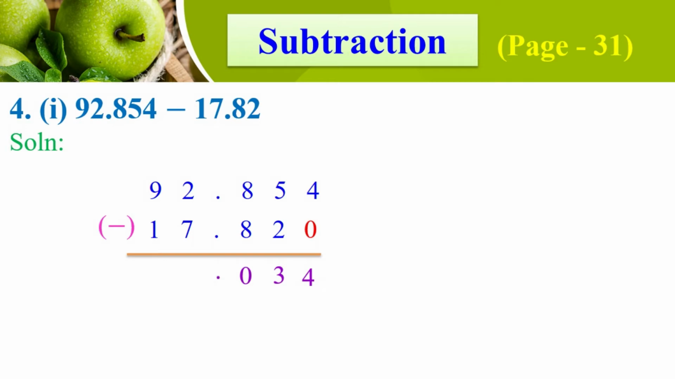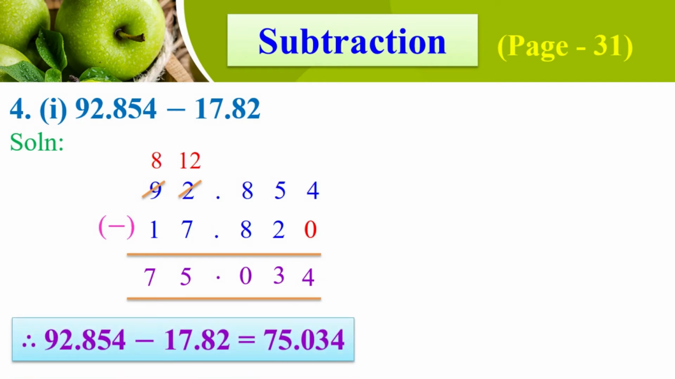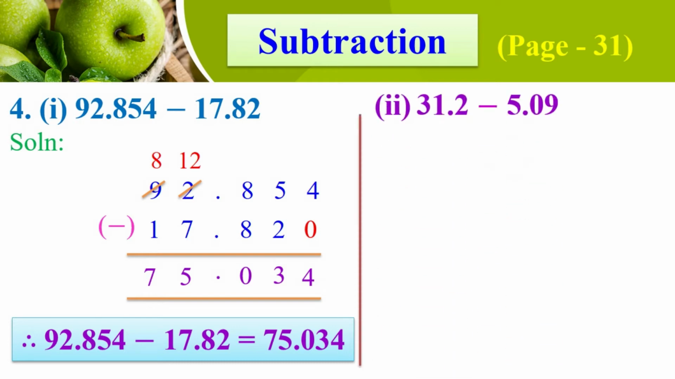2 minus 7, we cannot subtract. So 2 needs to borrow from 9 and becomes 12. Here, 8. 12 minus 7, 5. 8 minus 1, 7. Therefore, 92.854 minus 17.82 is equal to 75.034. Let's see another sum.